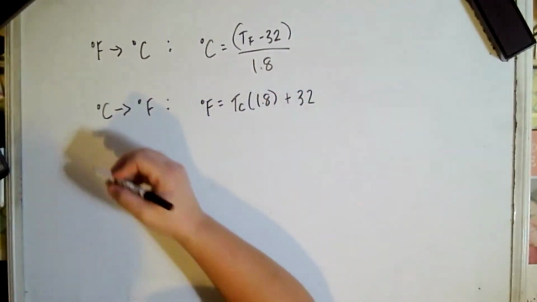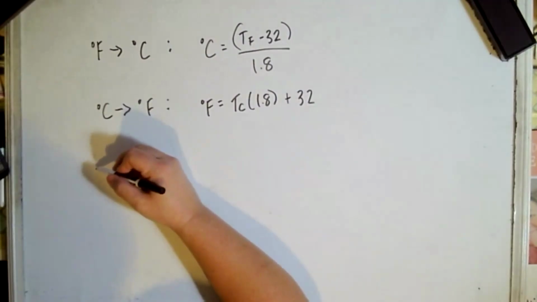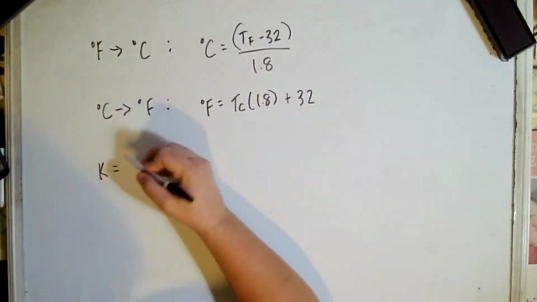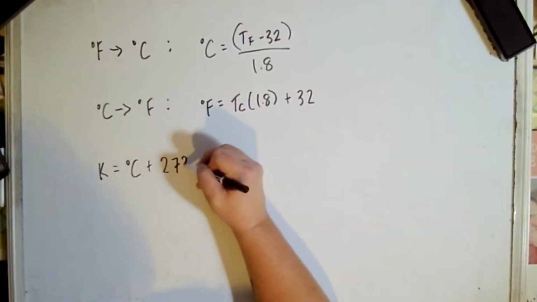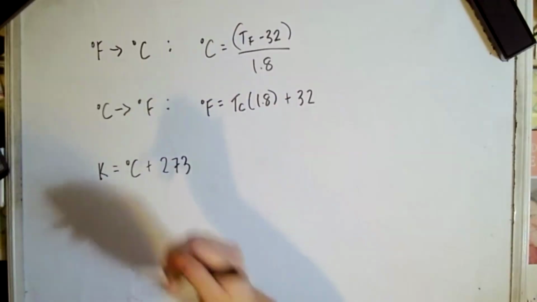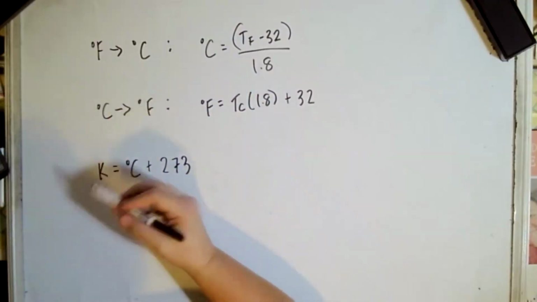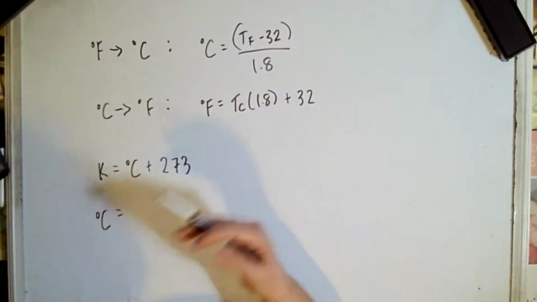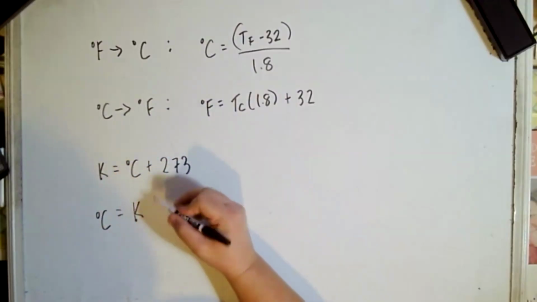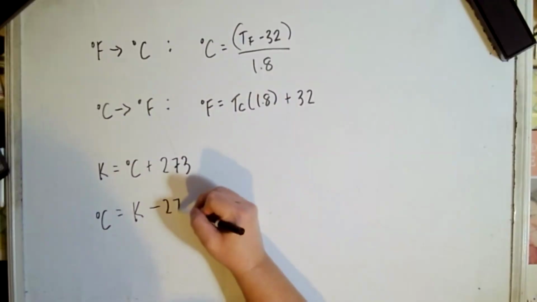And for Kelvin, you can only relate Kelvin to your Celsius temperature. So if you want to know your temperature in Kelvin, you have to take your Celsius temperature and add 273 to that. Conversely, if you want to find your Celsius temperature but you have a temperature in Kelvin, you'll take that Kelvin temperature and subtract 273 from it.